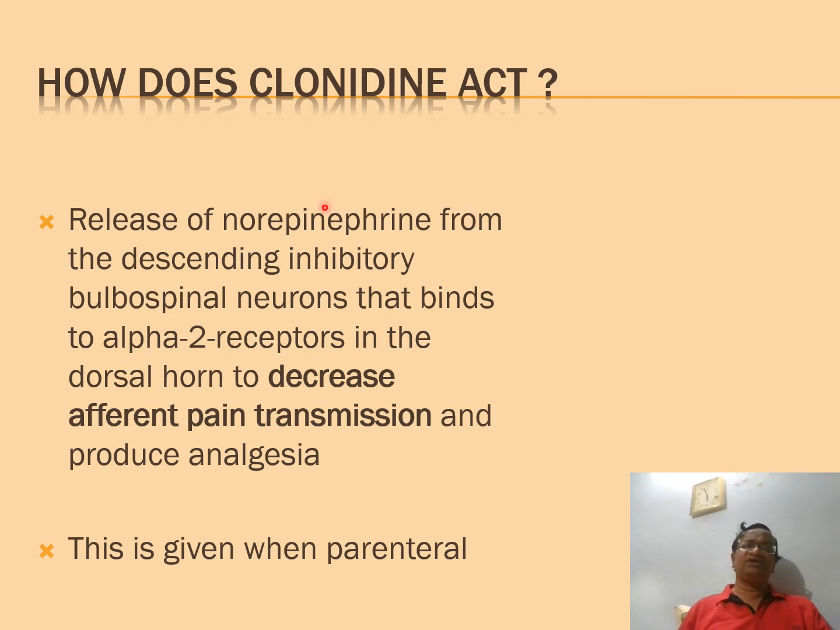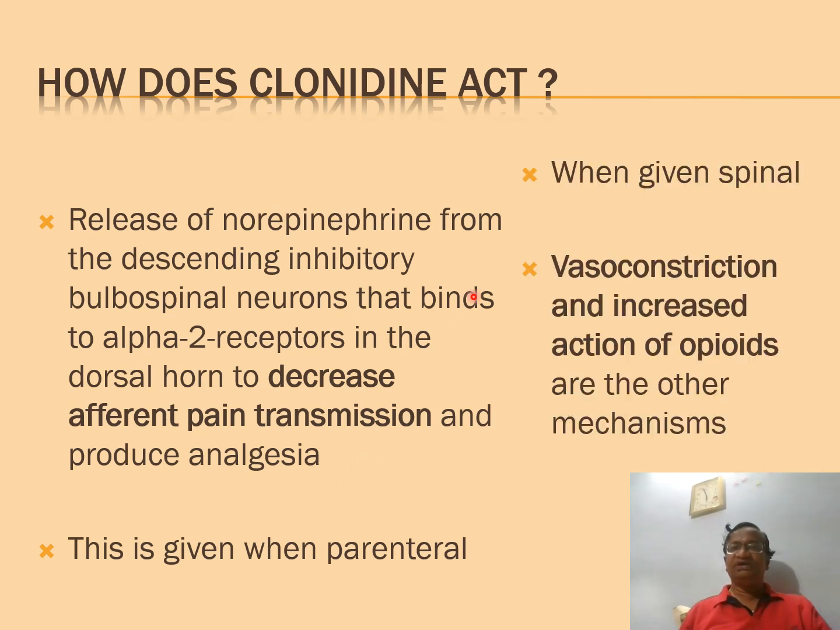Yes, we all think that clonidine causes release of norepinephrine from descending bulbospinal neurons and binds to the alpha receptor. Sympathetic outflow is decreased when you give IV or IM. What does it do when we give it spinally? It increases the action of opioids. It causes vasoconstriction. This is more of an action when we give clonidine into the spinal, while when we give it parenterally, it is the alpha 2 receptor that decreases afferent pain transmission.